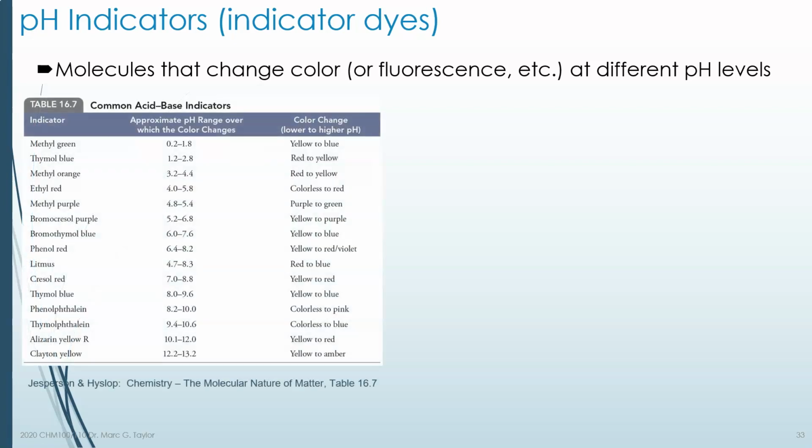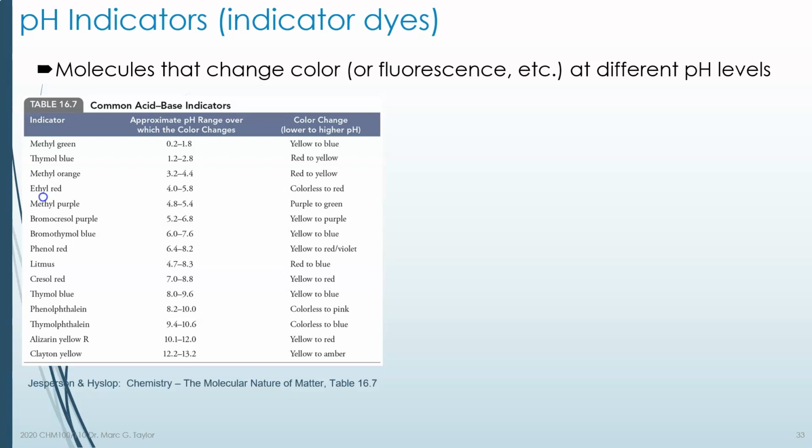And here's just a table of a handful of the literally hundreds of different indicator dyes that are available out there. We're going to strictly keep it to color change indicators, or indicator dyes. Here is a list of a little more than a dozen indicators, and you see that each one of these has a different pH range where the color occurs. So let's just look at one of them.